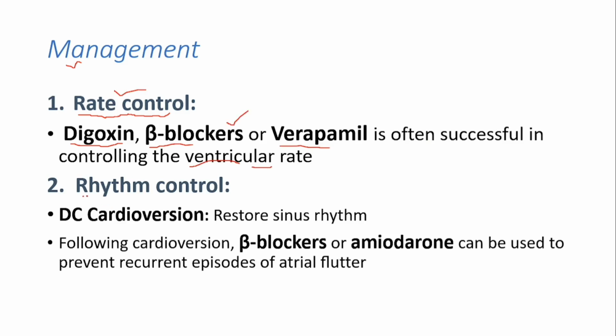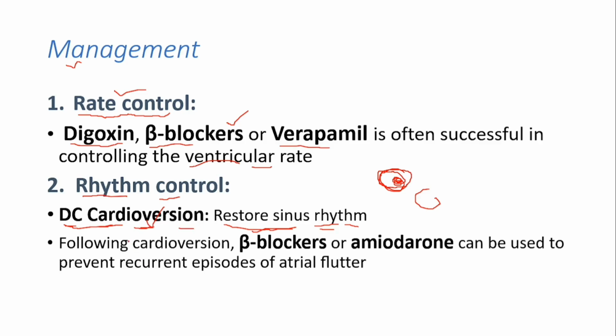Now, to control the rhythm, DC or direct current cardioversion is used. Okay, so it restores the sinus rhythm. Like here, the contraction is arising from the circuit in the right atrium, and normally the contraction arises from the SA node. So if you cardiovert the patient, all the cardiac myocytes will depolarize and the SA node will fire initially. Okay, so in this way we can restore the sinus rhythm. So for the rhythm, DC cardioversion is used.